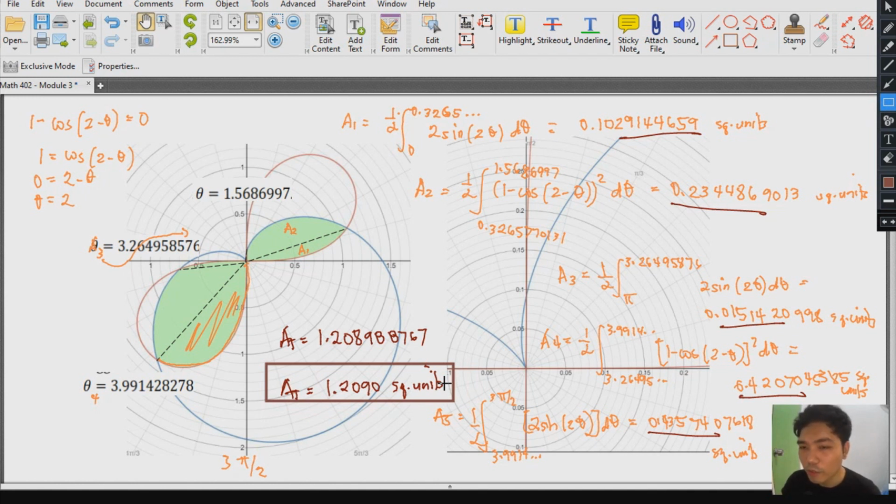Hopefully nasundan niyo yung paghanap natin ng limit, kasi ito yung medyo komplikado dito sa case na to. So again, let's just have a recap, no? So we have 5 areas kasi yun lang yung 5 regions na na-intercept ng dalawa nating functions. That's area 1, and then ganito lang ginagawa natin sa polar coordinates. Gumagamit lang tayo ng isang equation. Wala tayong subtract na equation.